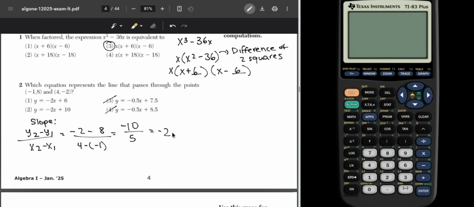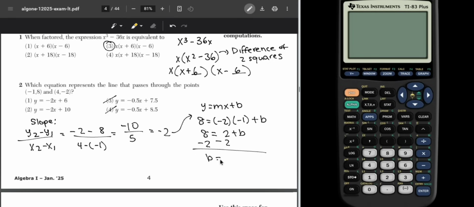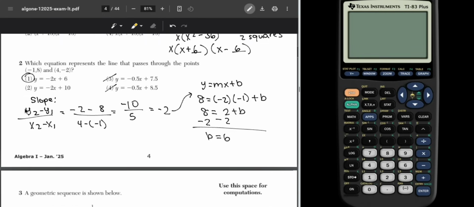Now, I'm going to take the slope and apply it to y equals mx plus b. I'm going to pick any value of y. I'm going to pick 8. My slope, my m, is negative 2, and my x value is negative 1, and I need to find my b. So I have 8 equals 2 plus b. Subtract 2 on both sides to isolate b, and I'm going to get b equals 6. So I know that my answer is going to be answer choice number 1.